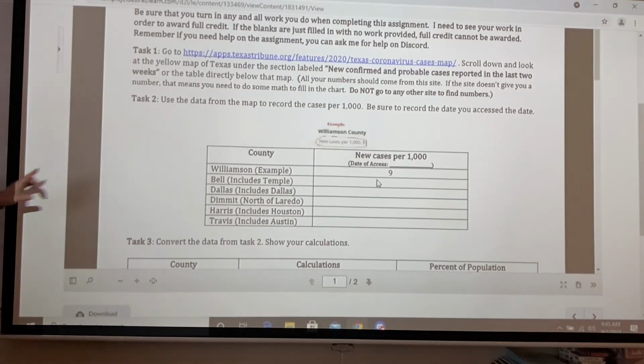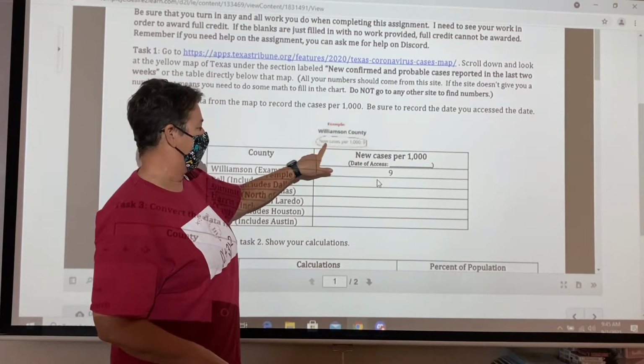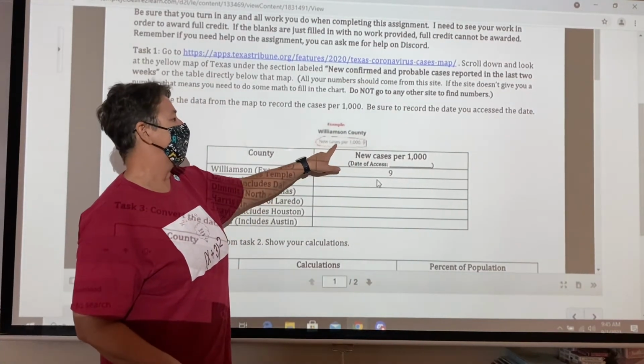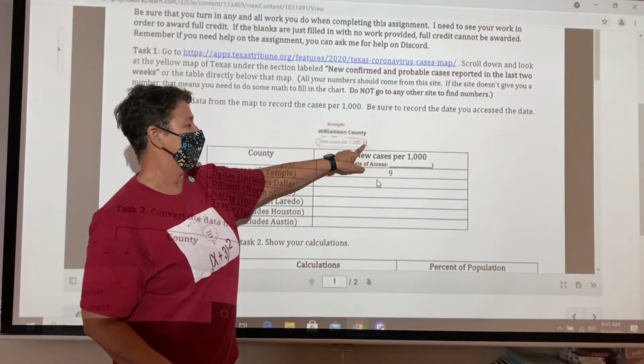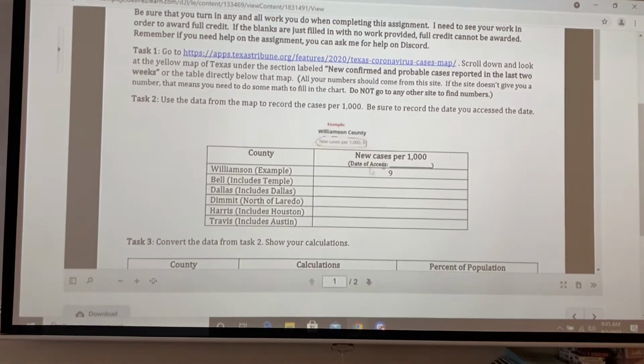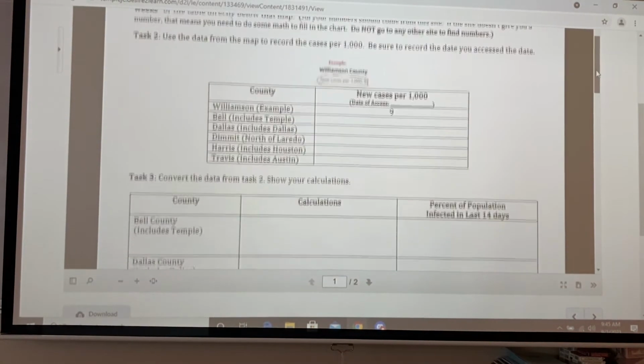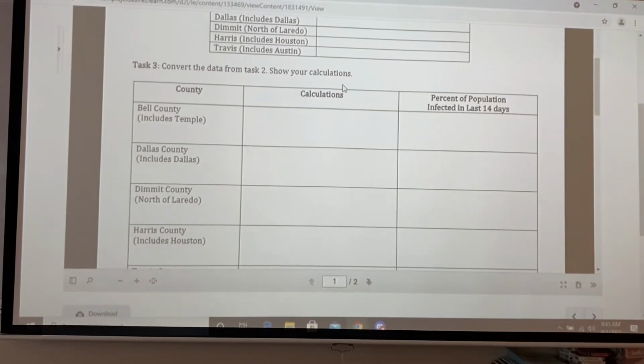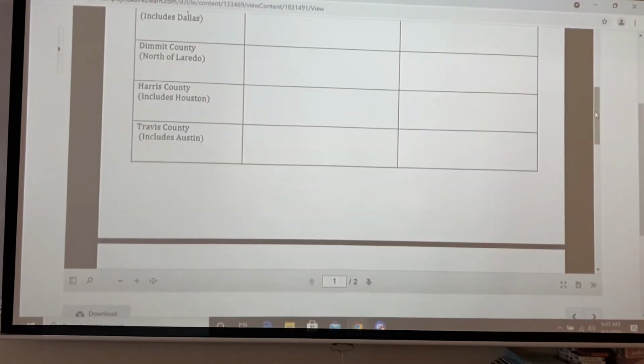And we're going to find it, but here is the example. Williamson County, I used Williamson as an example. The new cases per 1,000 in the last 2 weeks were 9. So I wrote down the 9. Then we're just going to find out how many new cases there were in the last week. Then we're going to find out what percent of the population was infected in the last 14 days. So, what percent of the people in that county were actually infected in the last 14 days.